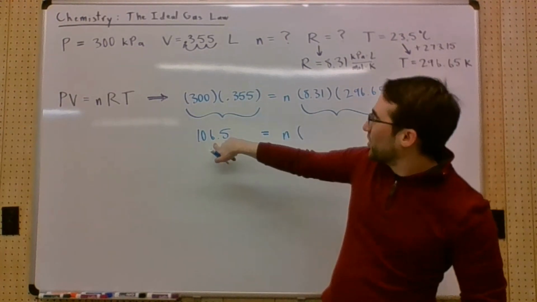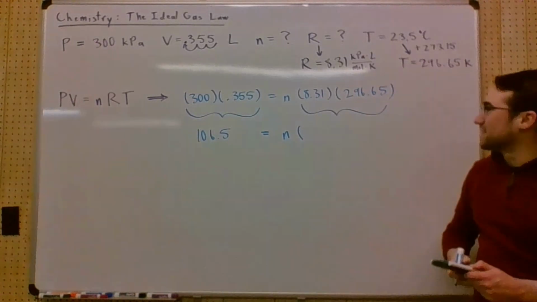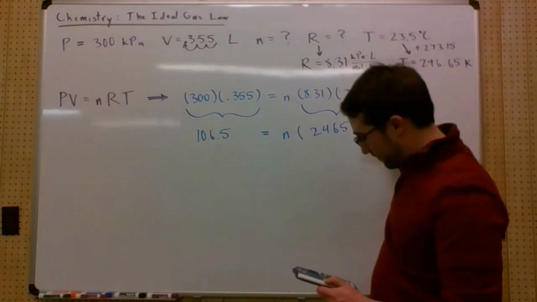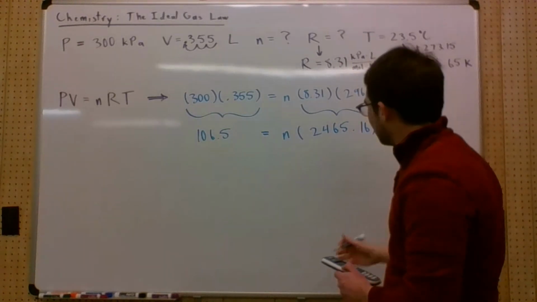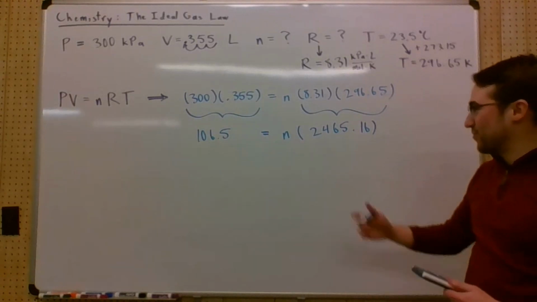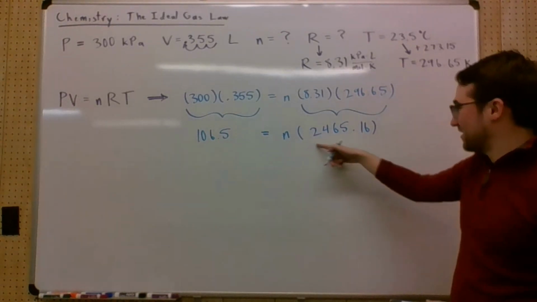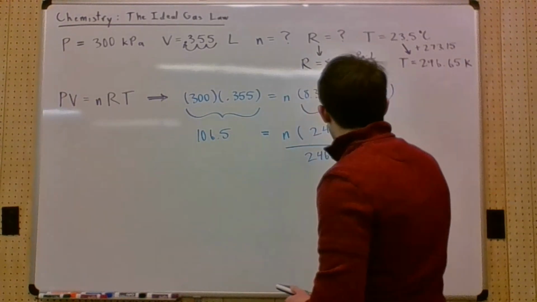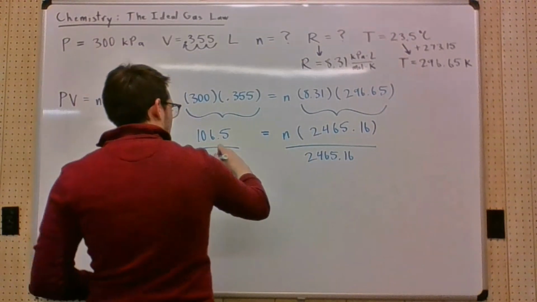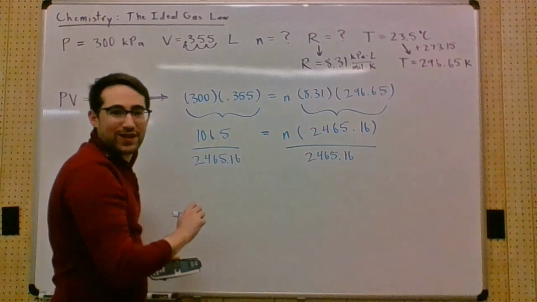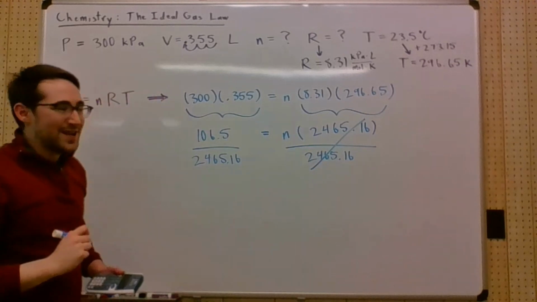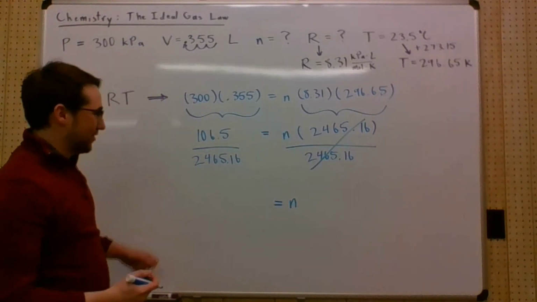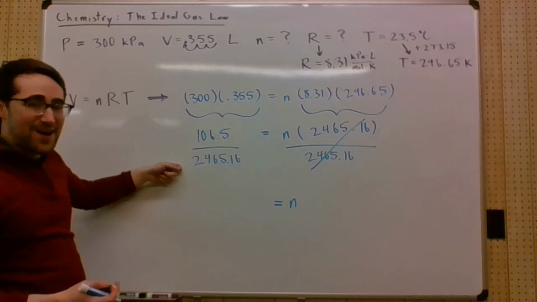All right, so this part over here I got multiplied to 106.5, and my 8.31 times my 296.65 gives me 2,465.16-ish. Okay, so my last step is to get N alone by dividing off this multiplied term here, this 2,465 number. Okay, so those will cancel out, go away. So I should just be left with N. Right? And N should be equal to 106.5 divided by 2,465.16.